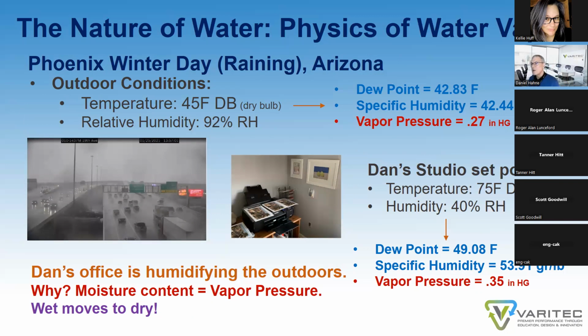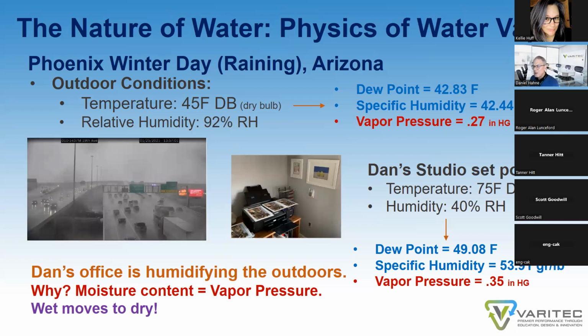So I ran a calculation of the absolute conditions of the air outside and discovered that the dew point was at 42.83 degrees, which makes sense. It's raining. It's 45 degrees outside generally. Okay, that makes sense. The specific humidity is 42.44 grains of moisture per pound of air outdoors, and the vapor pressure outdoors was 0.27.